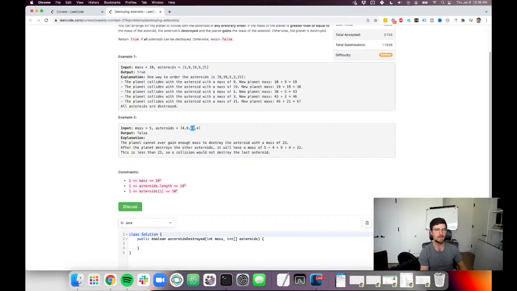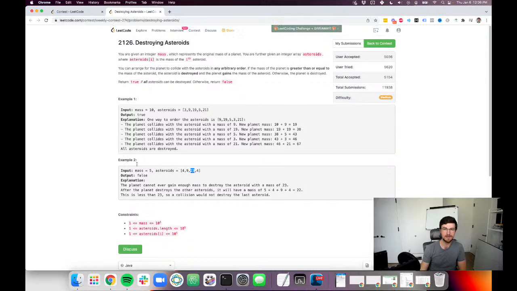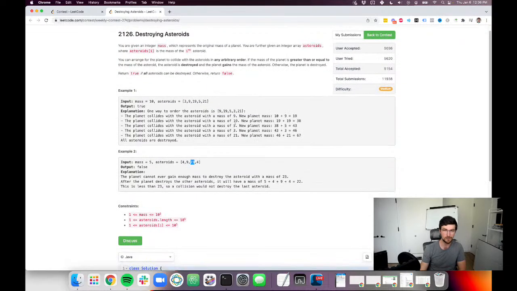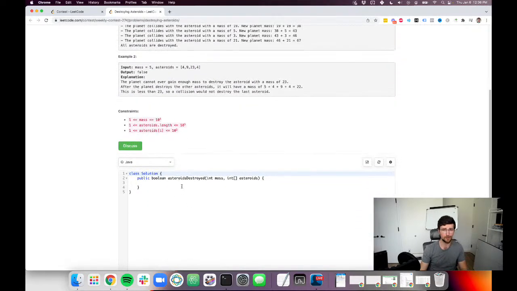And that's not necessarily the only way to be successful, but if that doesn't work, then no other way is going to work, because any other way, we would have less mass when we tried to destroy a given asteroid. So, in all honesty, this should be pretty straightforward if we think about it that way, because all we really need to do is sort the asteroids and then do a count through, right?